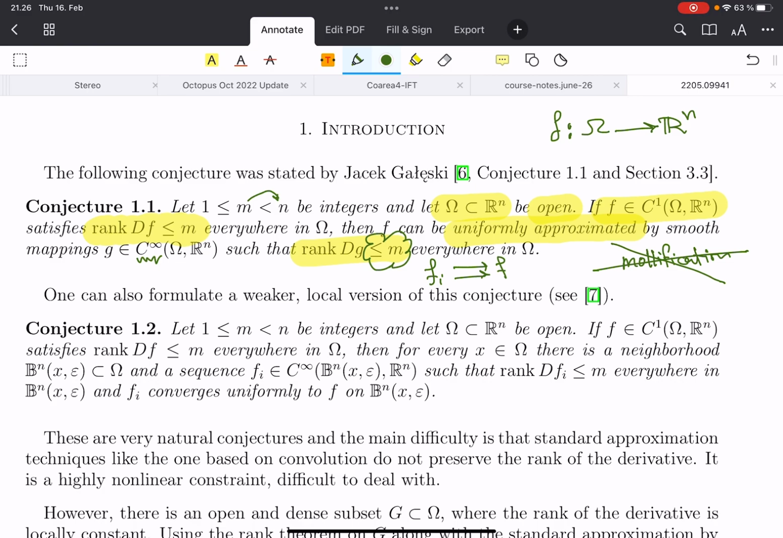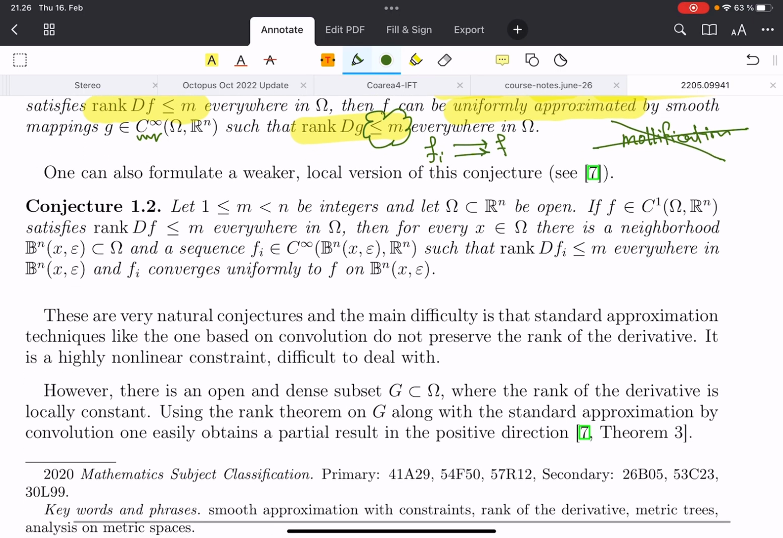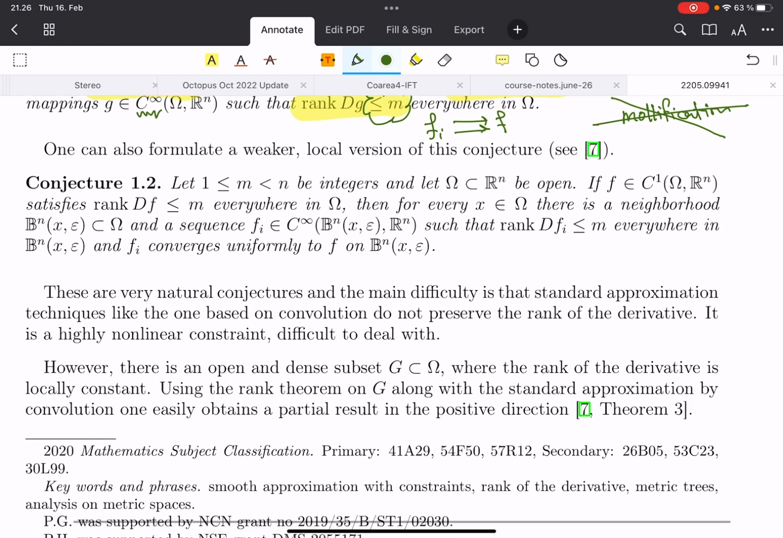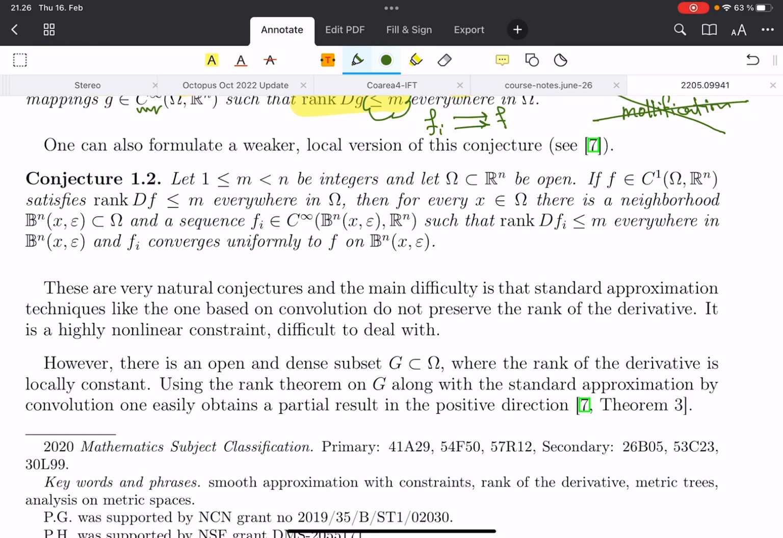Okay, you can pause and think whether you would vote a yes or no for this conjecture, because I'm about to give you the answer. The answer is that in general, no.